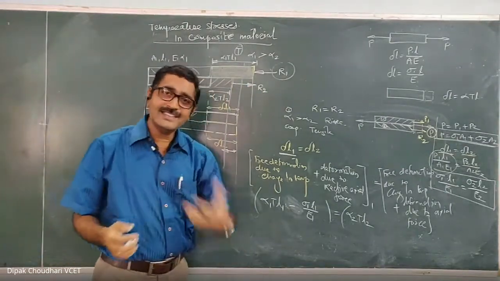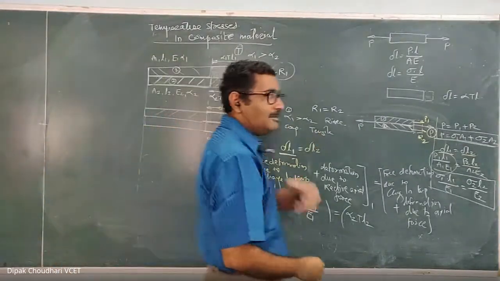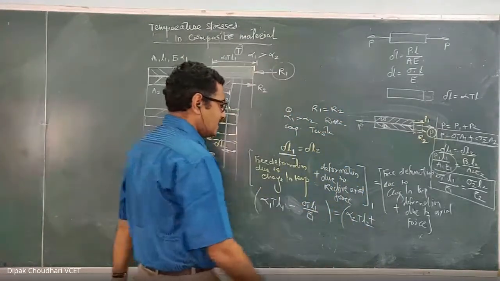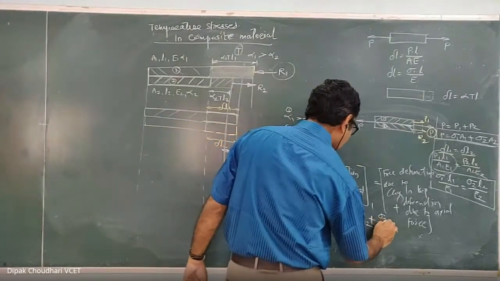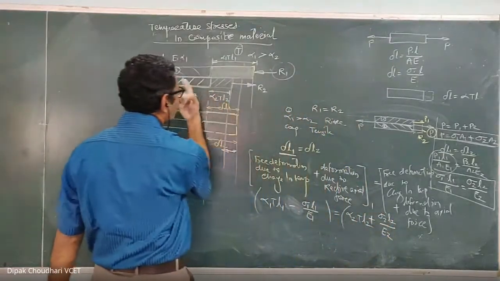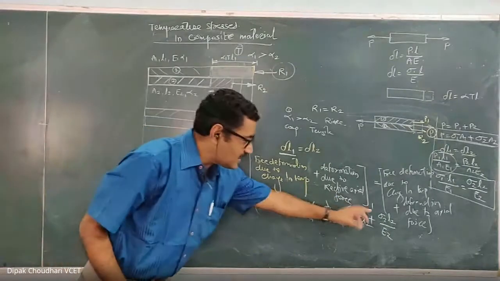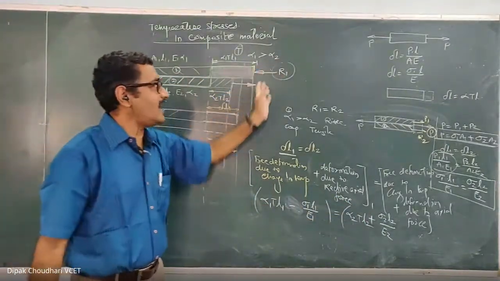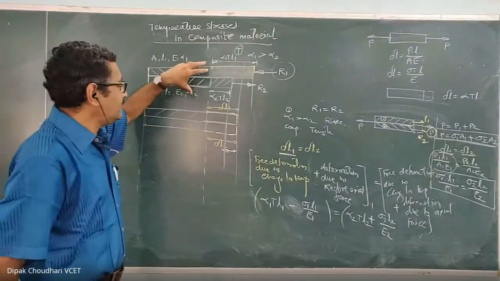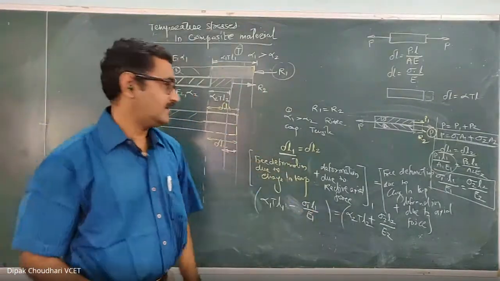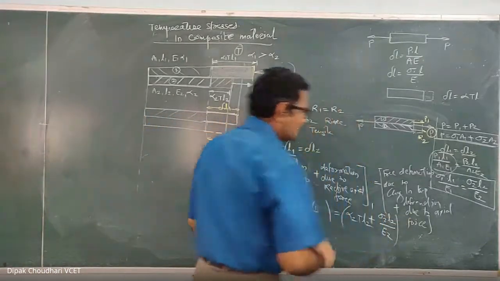And because of the tensile force, there will be elongation, an increase in length, so we use plus here. So it is plus sigma 2 L2 upon E2. Here sigma 2 is the stress induced in material 2 because of the reactive force R2. Actually R1 and R2 are the same, but if the cross-sectional areas are different, the stresses will also be different. In this way we can write down this relation.